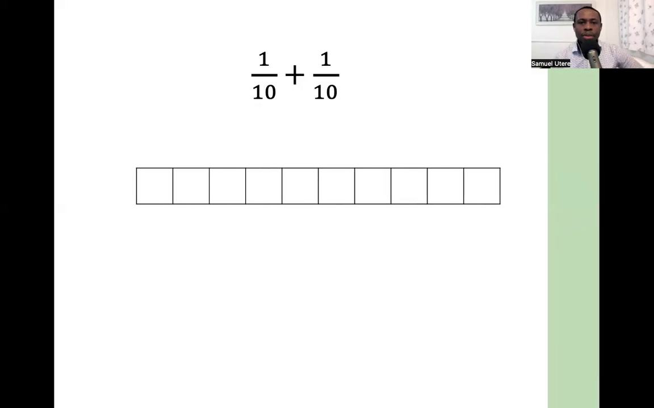If we're asked to represent this question in a bar model, what do you think it would look like? Well, from our earlier lessons, we know that bar models, the bars, whatever they represent, we can add them. So if we represent 1/10 first, and we represent another 1/10, this actually gives us 2/10.